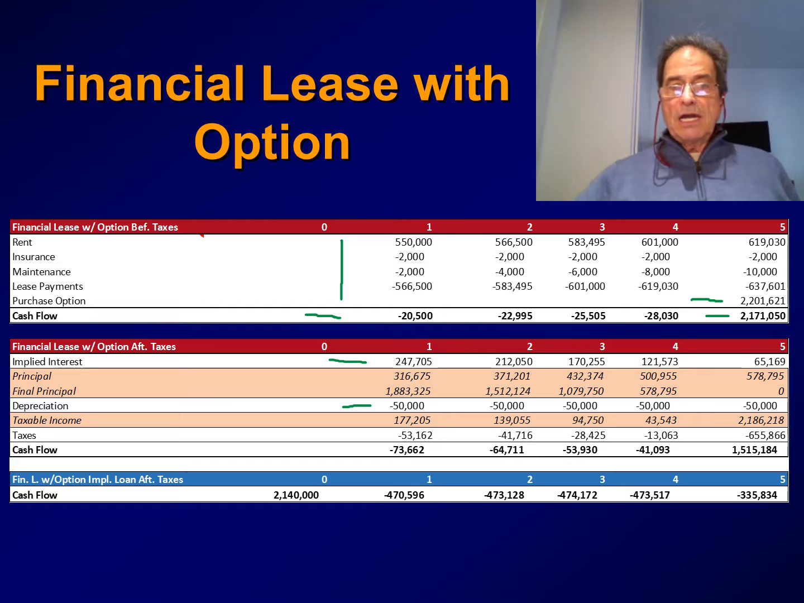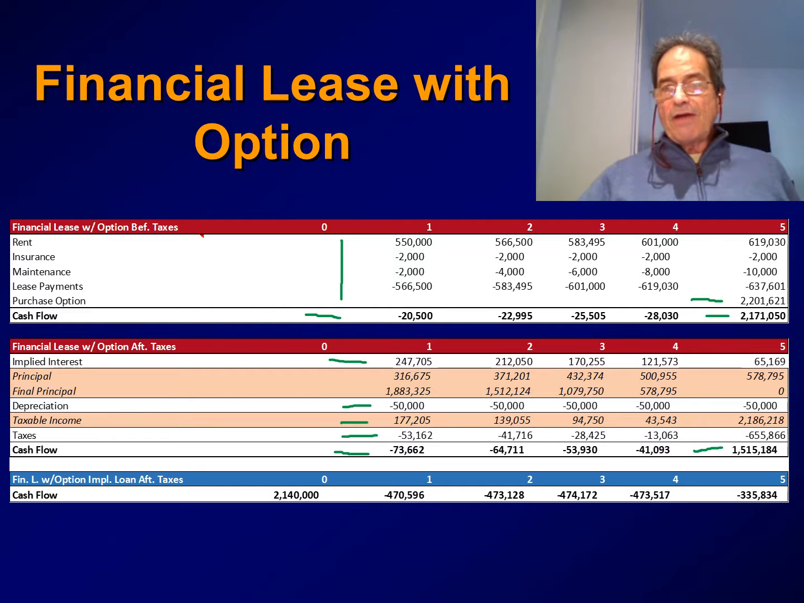We can also account for the depreciation. So the taxable income will be just the sum of interest plus depreciation. So we have a taxable income, for instance, of 177,205 in year 1 and 139,055 in year 2. We apply the corporate tax rate to this taxable income, and then we add these taxes to the cash flow that we obtained before taxes. And now we have the cash flow of the financial lease with the option after taxes. So we have 73,662 negative in year 1, 64,711 negative in year 2, etc.